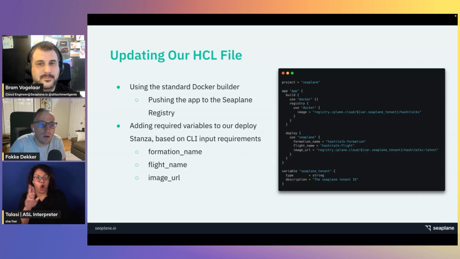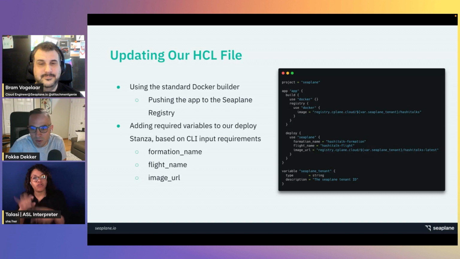So what we're going to do now is we're going to use the same tactic, so deploying through the CLI, but integrate it into the framework, which we thought would be probably the easiest way to get things done without writing too much code. I think we're all probably a little bit lazy, and so we just wanted to get it running as quickly as possible. We're still using the standard Docker builder. We're going to do that throughout all of this process, throughout all of these steps. That pushes the app to the Seaplane registry. But we are going to add a couple required variables to our HCL file, our waypoint file, that we'll use as input arguments for the CLI.